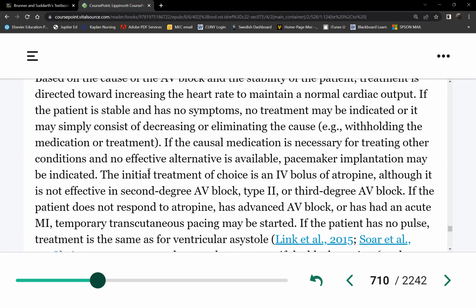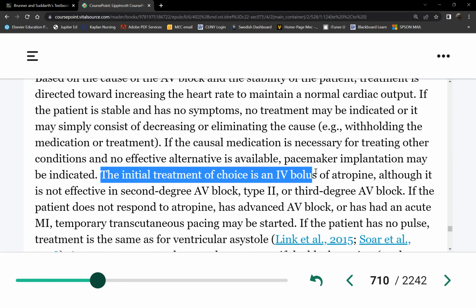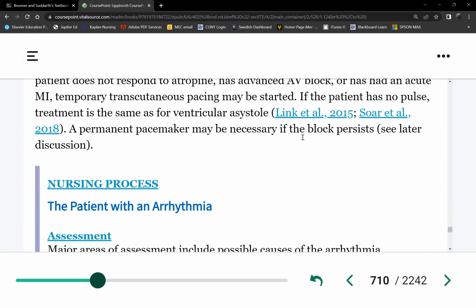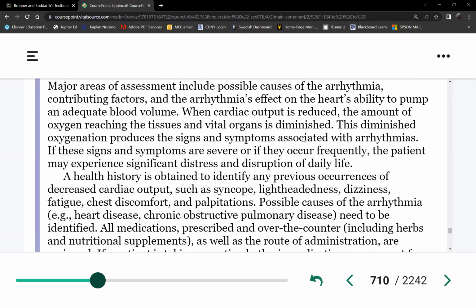Emergency treatment though, here, initial treatment is what? Atropine first. So you give atropine, IV push. As far as pacemakers, there's really no such thing as an emergency pacemaker insertion. Are we clear? None, because we have a temporary pacemaker. I will get to that on another page.